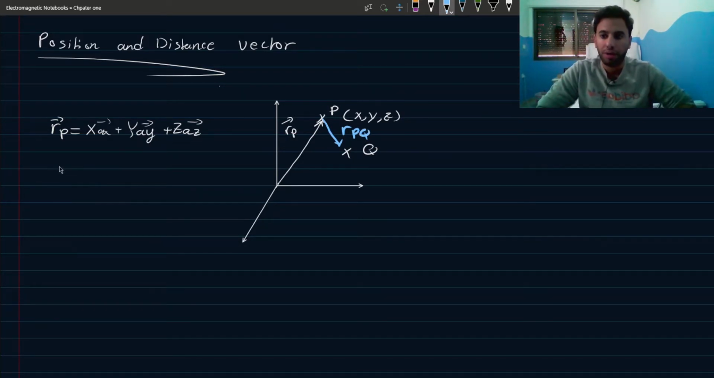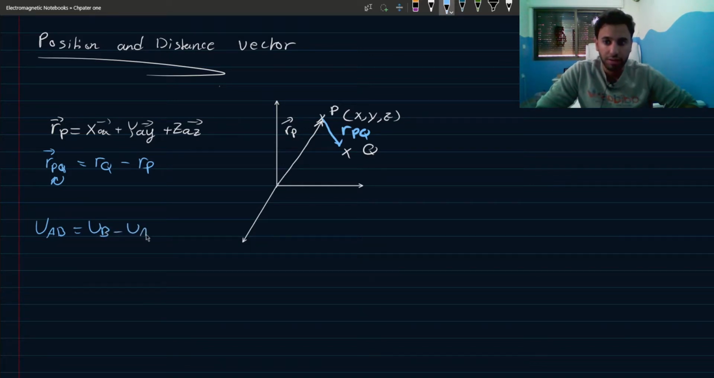Now, RPQ is equal to RQ minus RP. The P is subtracted from the Q. Take this as a note for the rest of your life in anything, in electronics, in electromagnetics, or in anything. If you have, for example, VAB, it is equal to VB minus VA.